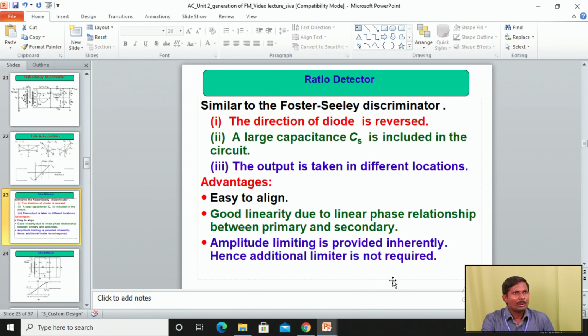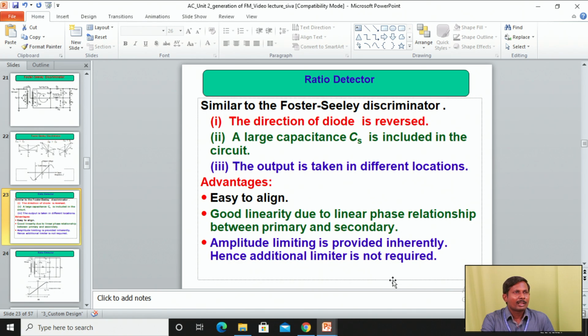Next we move to the ratio detector. It is similar to the Foster-Seeley discriminator. Three major things differ. One is the direction of the diode is reversed. A large capacitance is included in the circuit. The output is taken at a different location.